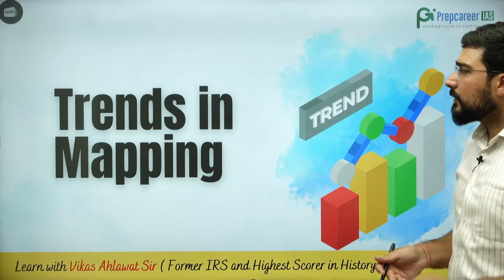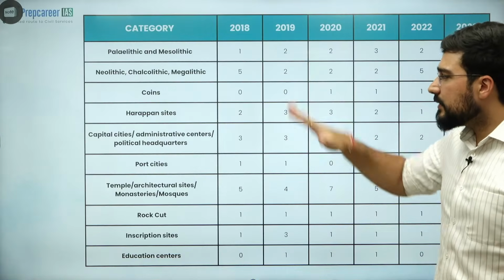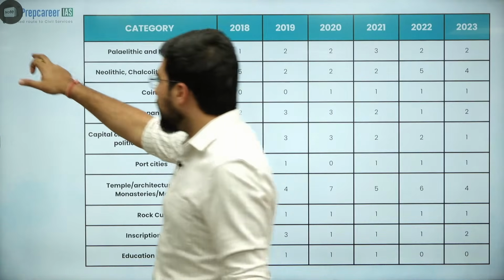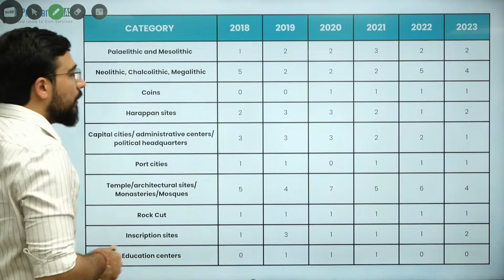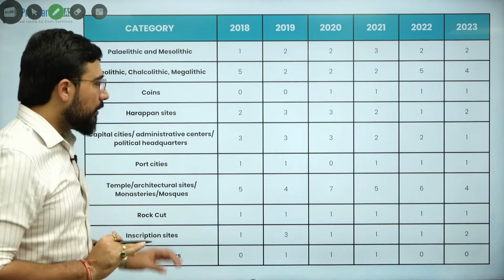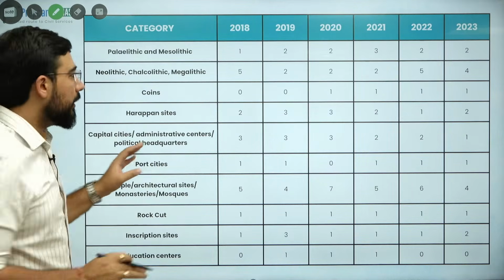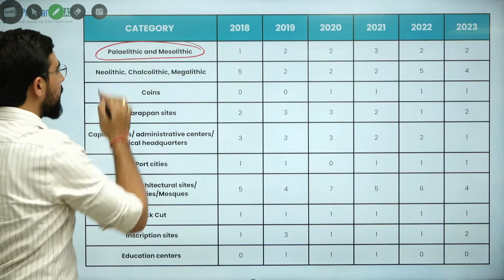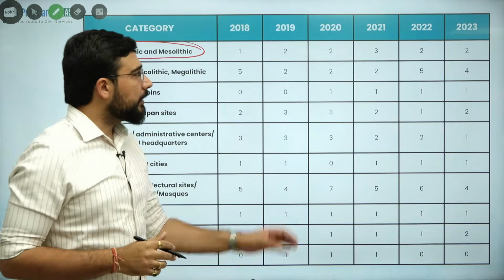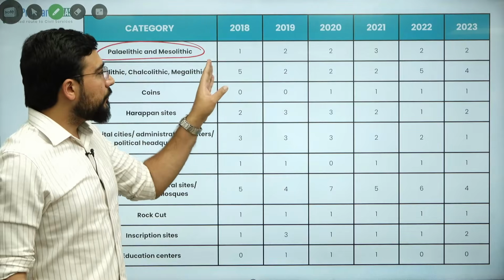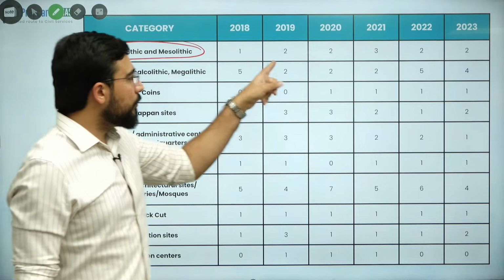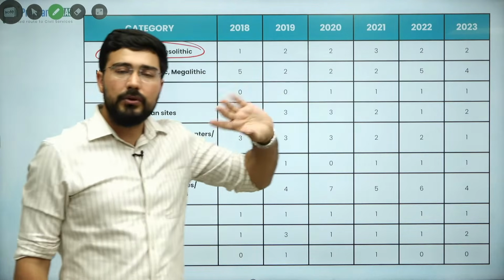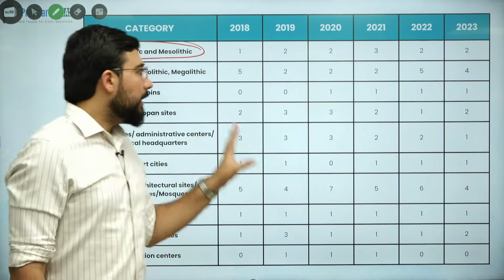Then if we see trends in mapping, just see this chart. We have created this with thorough research and I want all of you to have a look at it. All right, this is very important. If we see Paleolithic and Mesolithic, the number of sites are varying from 2018: 1, 2, 2, 3, 2, 2. So दो के आसपास आप average लेके चल सकते हो in this part.